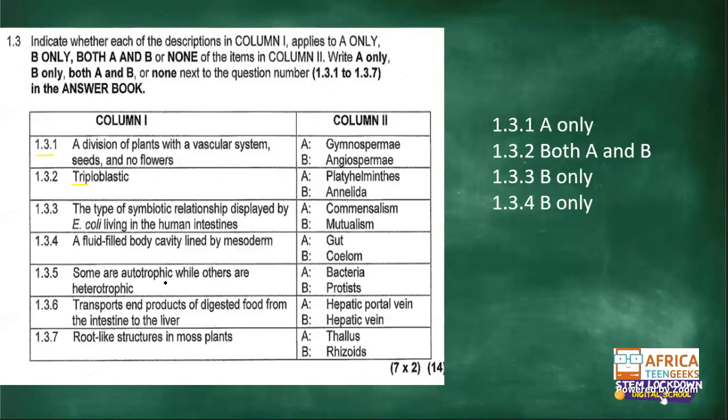1.3.5, some are autotrophic whilst others are heterotrophic. This one should be easy. We discuss this together once again. Autotrophic is if you convert things that are non-organic and you make them into food. And then heterotrophic. Heterotrophic is when you can't manufacture your own food.